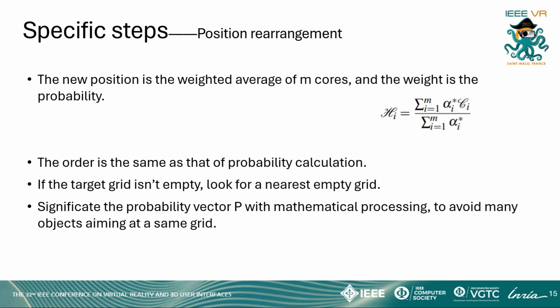If the target grid isn't empty, look for the nearest empty grid. Smooth the probability vector P with mathematical processing to avoid many objects aiming at the same grid.